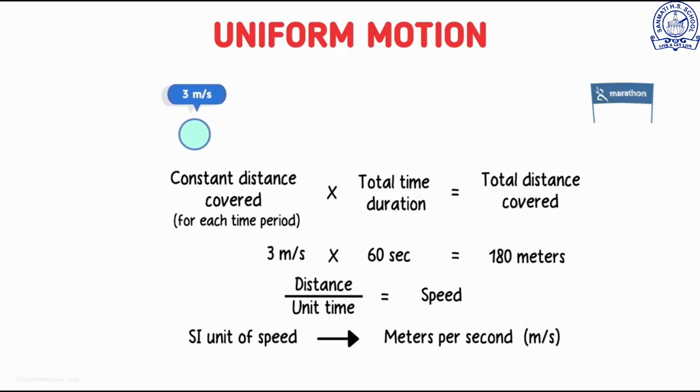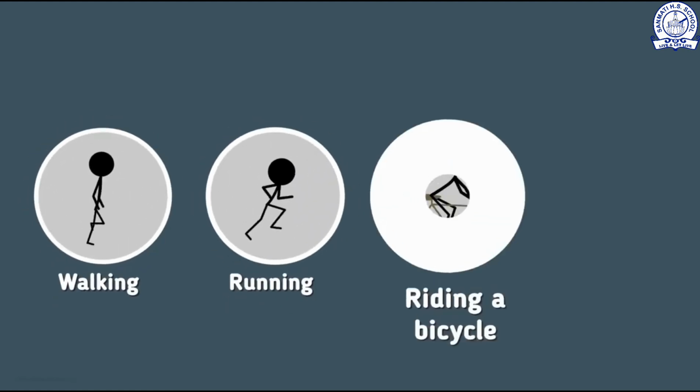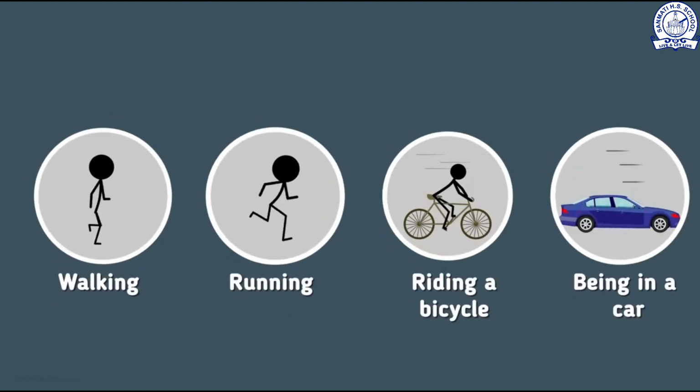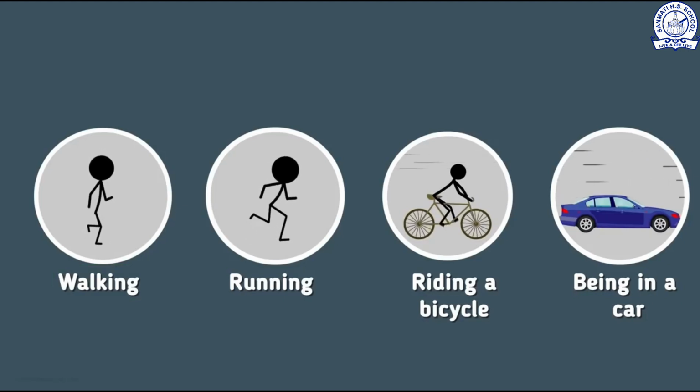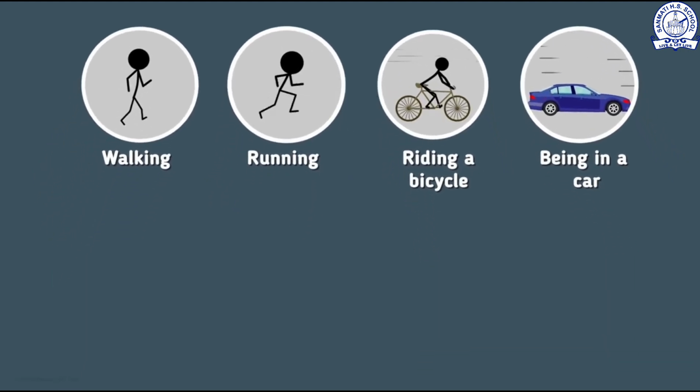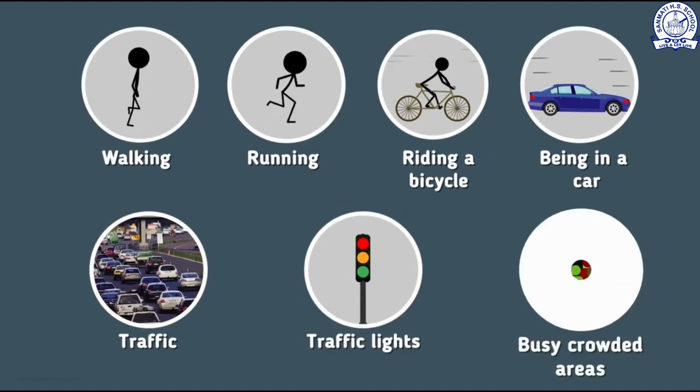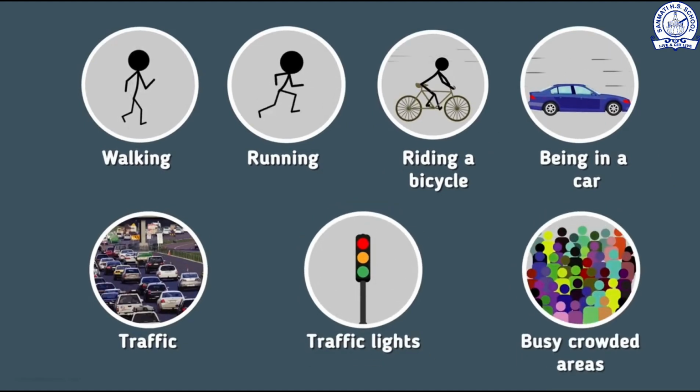We observe this gentleman here running at a constant speed of 3 meters per second. He is definitely a thorough professional, but in our day-to-day lives, it is very rare to see uniform motion, whether it is walking or running, riding a bicycle, or being in a car. We walk briskly for a while and then get tired and our pace slows down. Most of the times, we are not even in control of the speed. There are external factors like traffic, traffic lights, busy crowded areas, and the like.